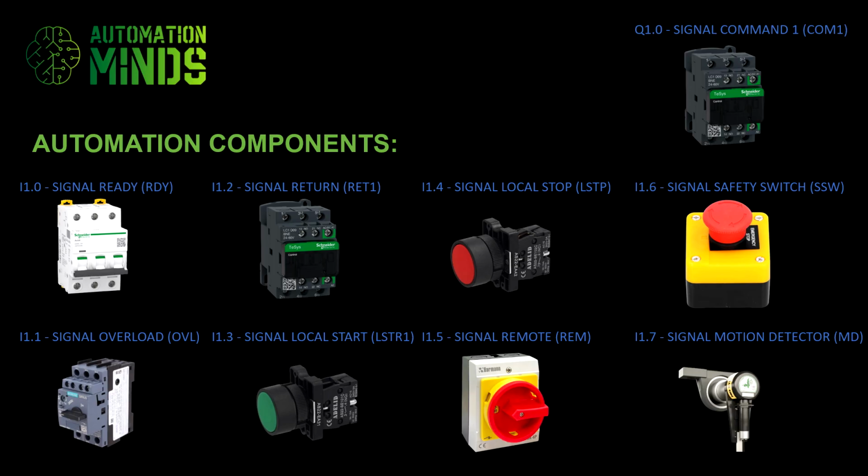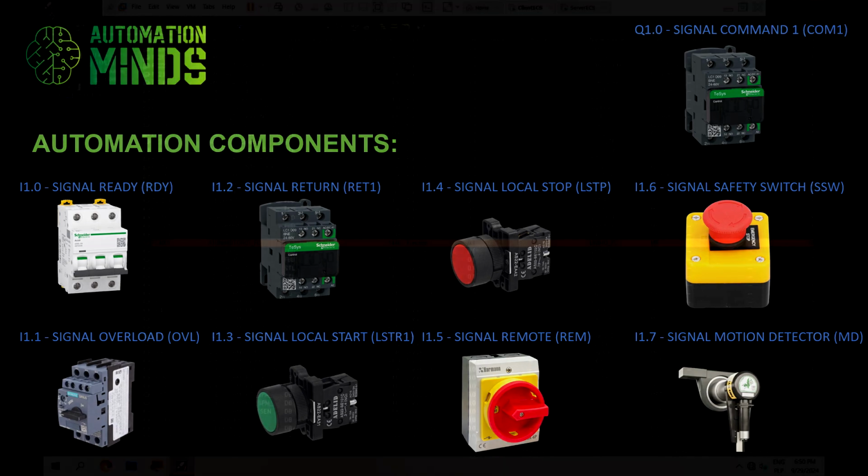To control the drive, we will use one digital output, Q1.0, which will activate the contactor that starts the screw conveyor motor. Q1.0, command 1, control signal to activate the drive contactor. Now that we know which signals are coming into the PLC and which are being sent to the drive, we can move on to programming our first Unimotor.